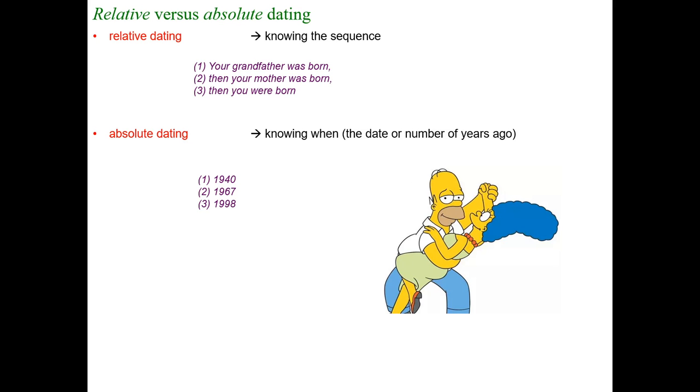So relative dating is something that we use a lot in geologic history, as well as absolute dating. We're going to talk about both of these things: relative dating and absolute dating. Relative dating refers to when you know the sequence of events.